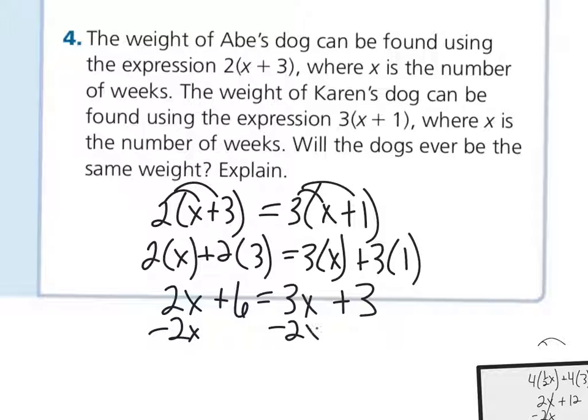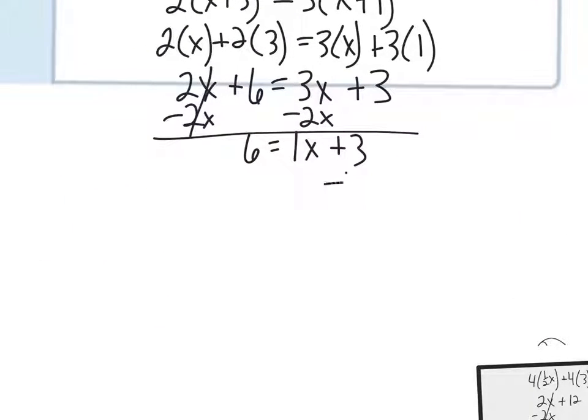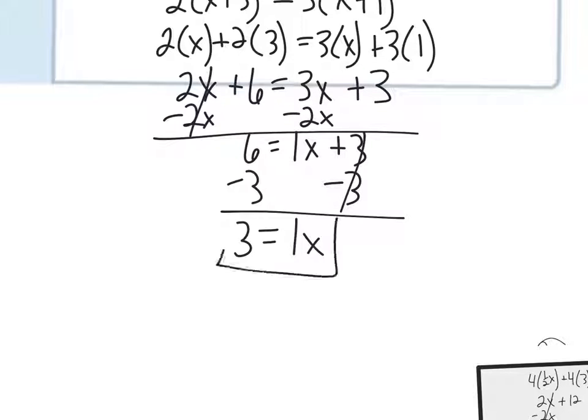Then you can get your variable on one side. Subtract 3. You can divide by 1 if you want, you don't have to. X equals 3, so we can see after 3 weeks they would have the same weight.